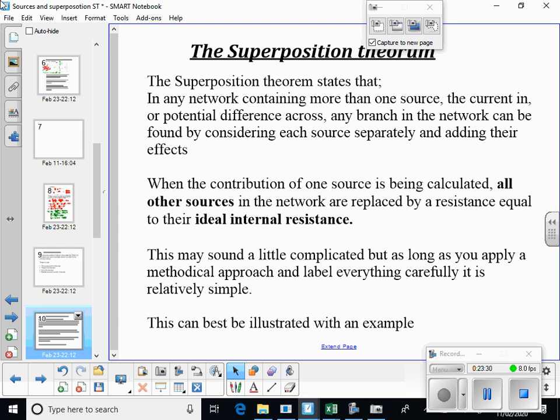When you consider the contribution of one source, all other sources in the network are replaced by a resistance equal to their ideal internal resistance. Remember, an ideal voltage source has zero internal impedance, so we replace a voltage source with a short circuit. The ideal internal resistance of a current source is infinite, so you remove the current source and leave it open circuit.